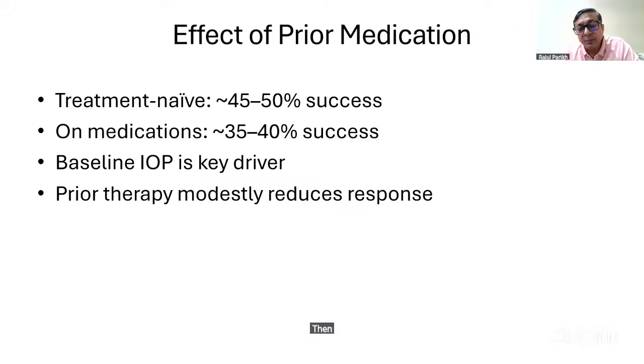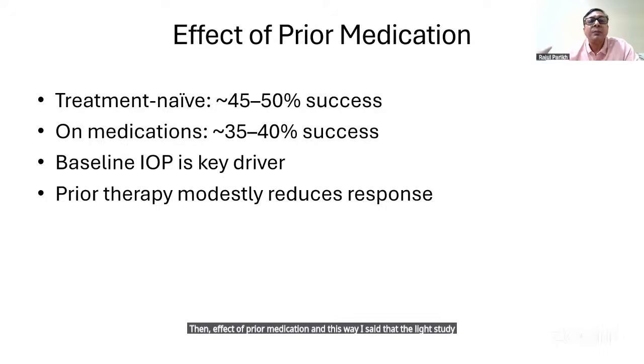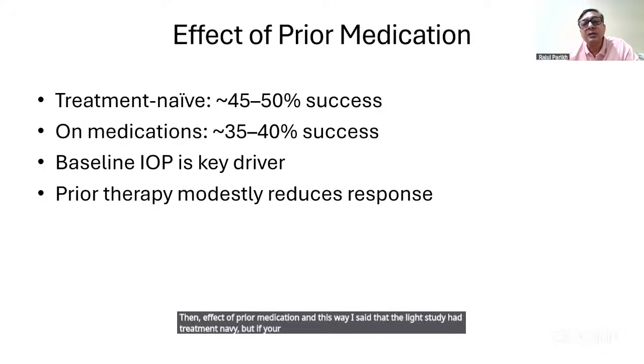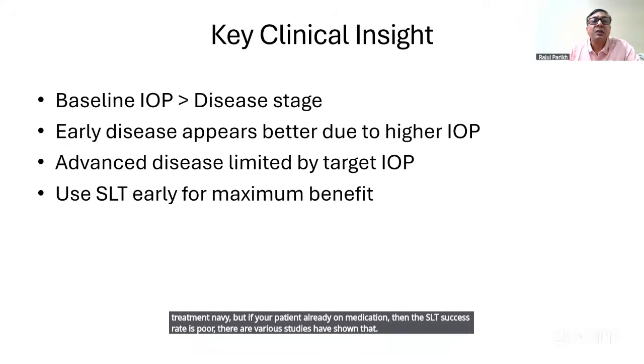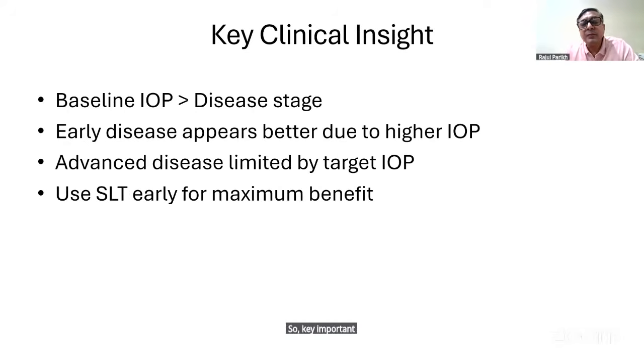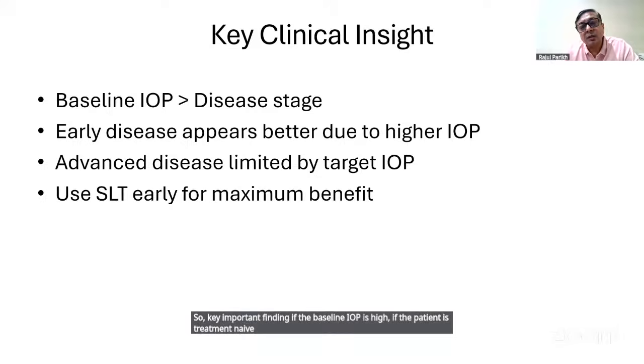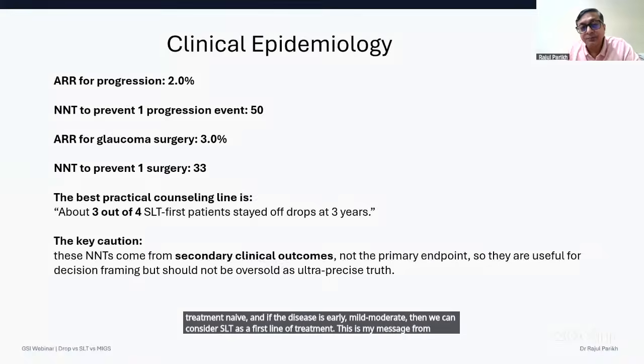Then the effect of prior medication. As I said, the LiGHT study had treatment naive eyes. But if your patient is already on medication, then the SLT success rate is poor. Various studies have shown that. So the key important finding: if the baseline IOP is high, if the patient is treatment naive, and if the disease is early, mild or moderate, then we can consider SLT as a first line of treatment. This is my message on SLT.